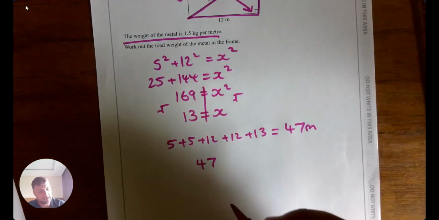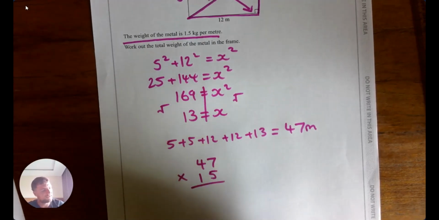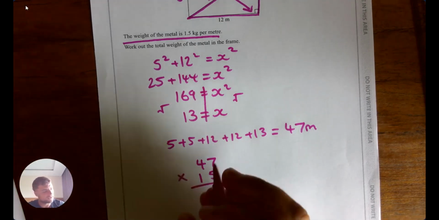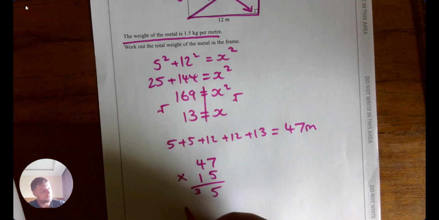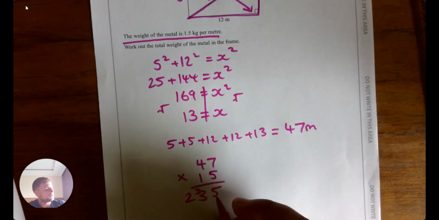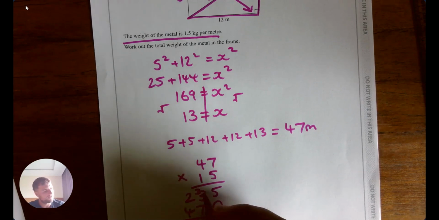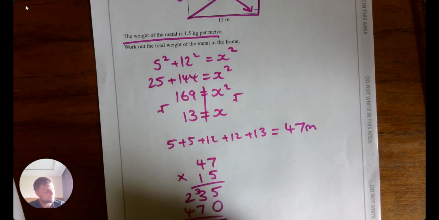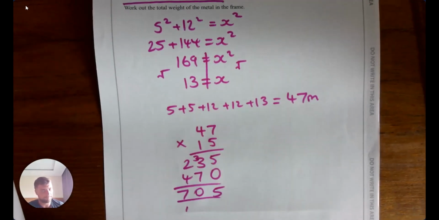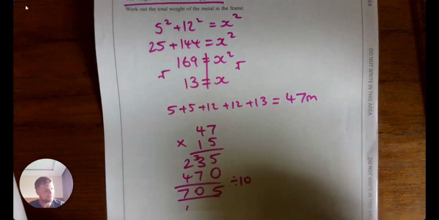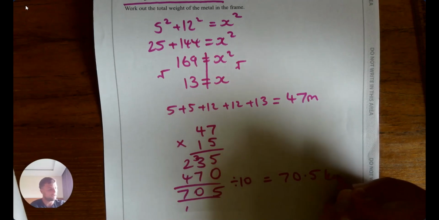meter, times 1.5. The best way to do that is times it by 15 first, and then we're going to divide by 10 after. So 5 times 7 is 35, and then 5 times 4 is 20. Add the 3, 235. Add the placeholder, then we get 4 and 7. Then you get 5. 3 add 7 is 10. And then you get 7. So you get 705, but we changed it by timesing by 10, so we divide by 10. So our answer is going to be 70.5 kilograms.